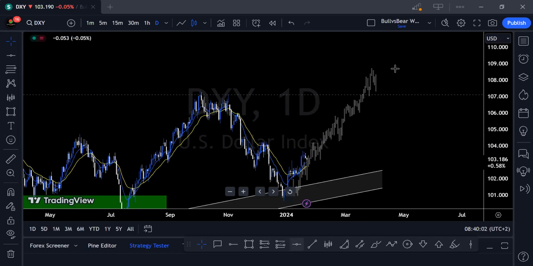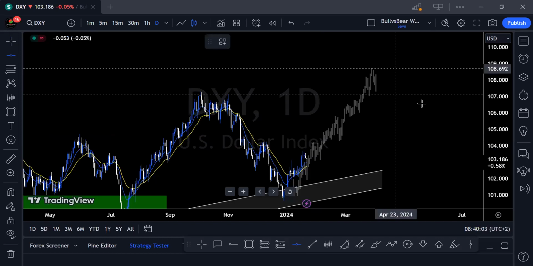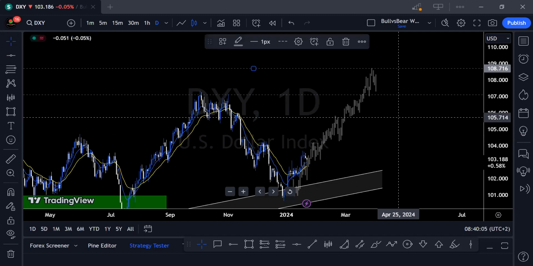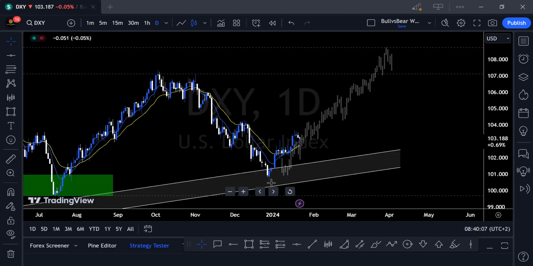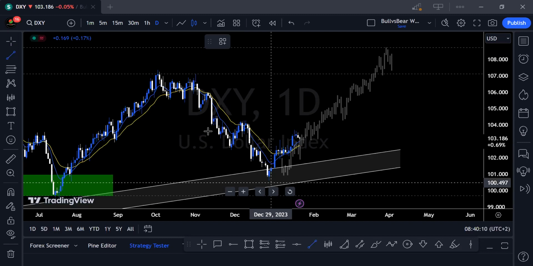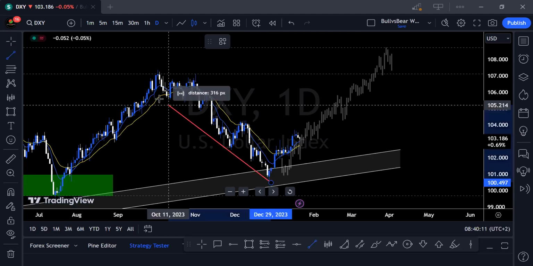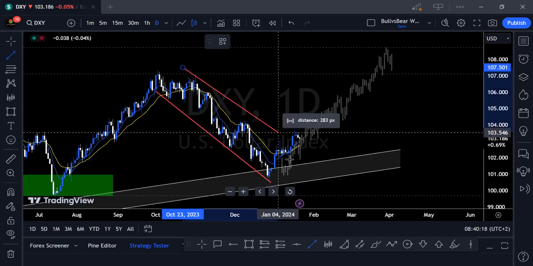This is where we'll be putting this target here. And then when we zoom in, we will add our support of the current correction, and then we will add this like this, and then that's it, guys.